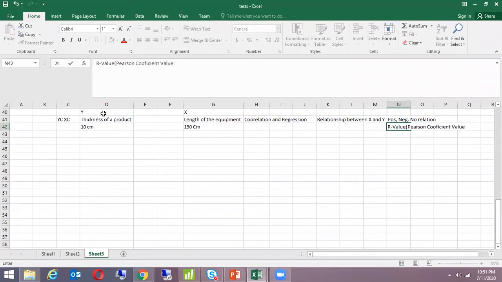The prerequisite is that both have to be continuous, both have to be in some units. Okay. So basis that: positive, negative, and no correlation. Okay. So that's how you'll be able to do the correlation and regression test.